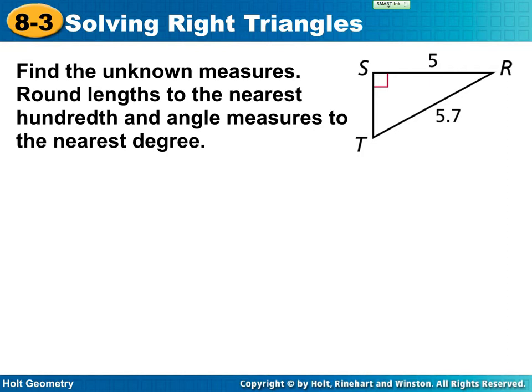We've got a lot of things we've done so far. How could we find side ST? Pythagorean theorem. Let's do that. Pythagorean theorem. Figure out what ST is. Pay attention to which side's the hypotenuse. 5.7 squared minus 25.